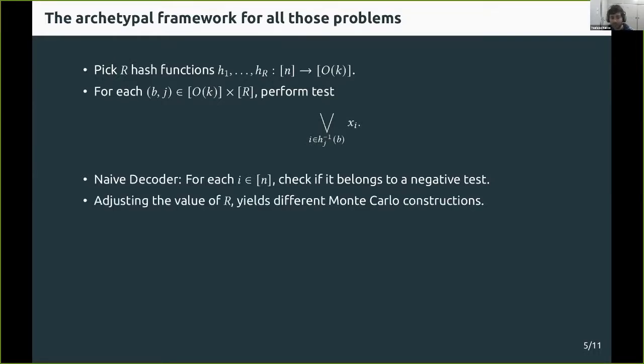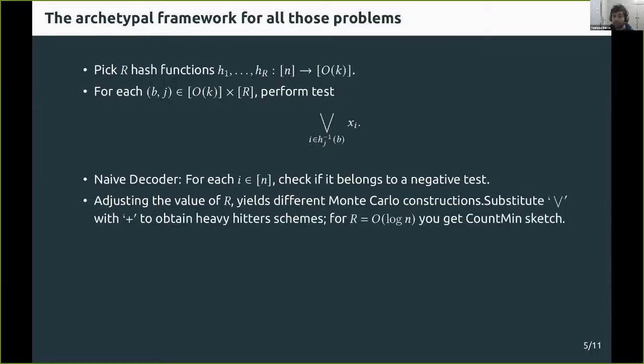The interesting thing now is that if you start adjusting the value of R and playing a bit with the analysis, this yields all the different Monte Carlo constructions, like for group testing. There's an asterisk there: there's one that does not follow from this framework. It uses Reed-Solomon codes, but let me assume that this is all. And interestingly, it's not particularly hard to observe that if you substitute the OR operator with plus, let's say instead of working over true and false you work over, I don't know, the real numbers, this is exactly a variant of the count mean sketch. For R equals log n, you get the count mean sketch. So it's not particularly hard to see that all those problems can be put under the same hashing type framework.